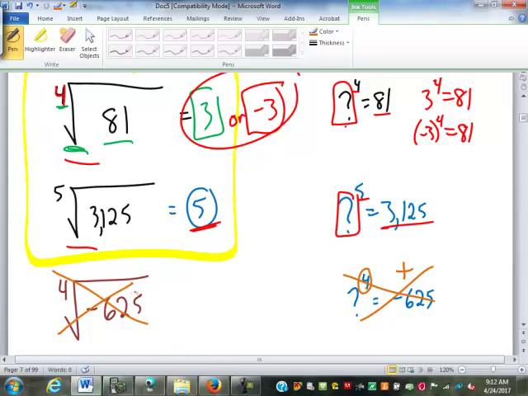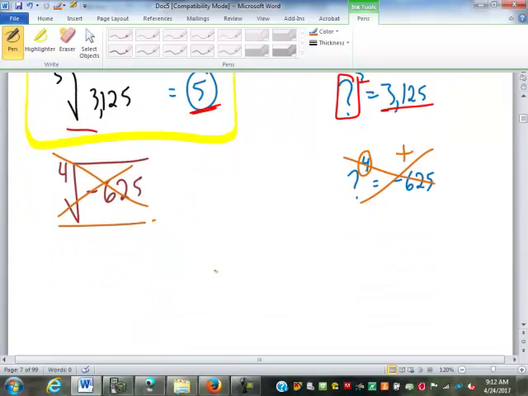Now again, you get into a college algebra class, they'll talk a little bit differently about those. But no. Well, I might put something like that on a test, but you'd have to say, oh, can't do it. You can't take the even root of a negative.